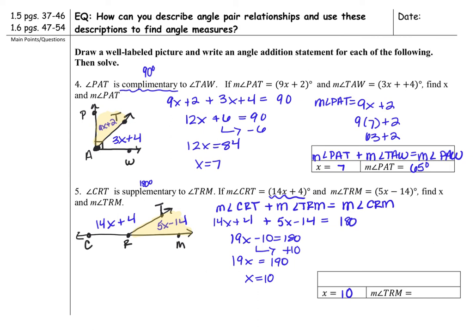Now we need to take the answer that I found for x, substitute it back in so I can find the measurement of angle TRM. So measurement of angle TRM is 5x minus 14. So 5 times 10 minus 14. That's 50 minus 14, which is 36 degrees. And also, don't forget to write your angle addition statement here.